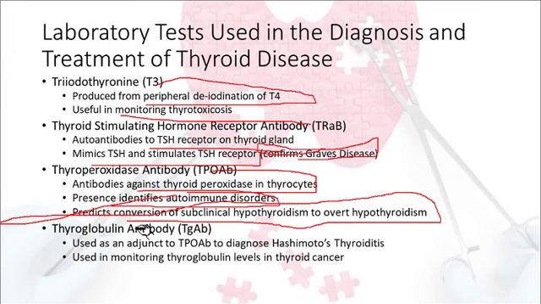Of course, thyroglobulin antibodies are used as an adjunct to thyroperoxidase to diagnose Hashimoto's thyroiditis, and are used, of course, in monitoring thyroglobulin levels in thyroid cancer.